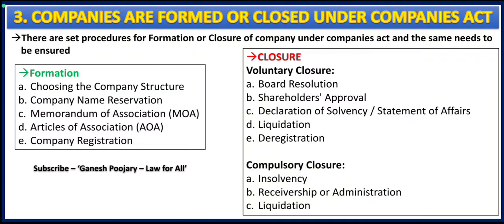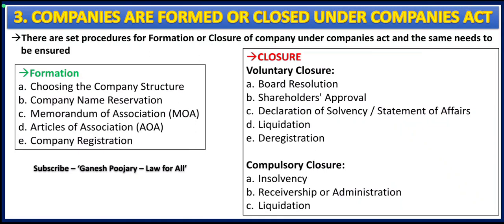We have several steps in both formation and closure. While forming, we have to choose the company structure, reserve the company name, submit the memorandum of association as well as articles of association, etc., and finally get registered by the Registrar of Companies. Every such thing is done as defined under the Companies Act. Likewise, while closing a company also, steps need to be taken as defined.